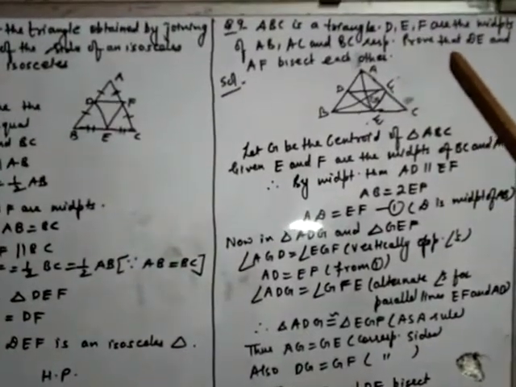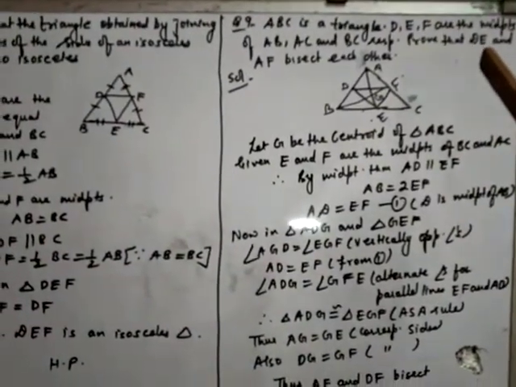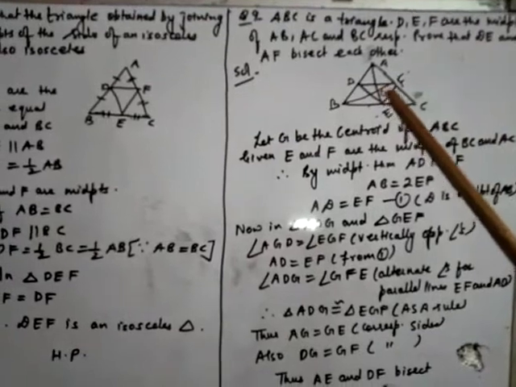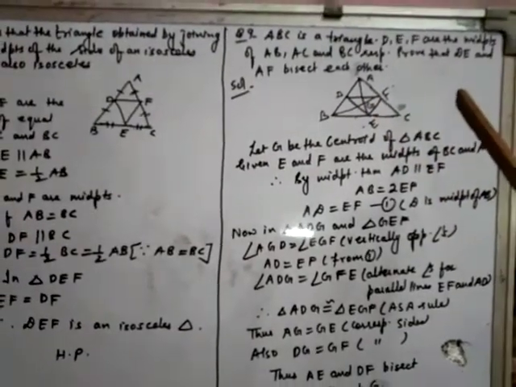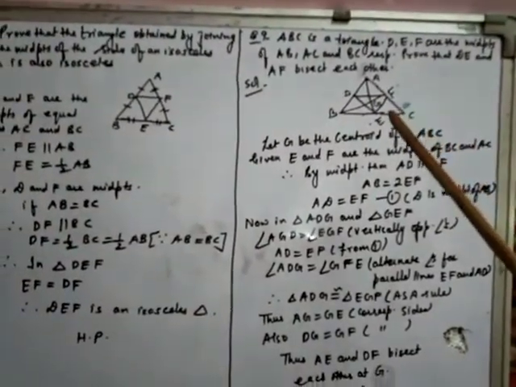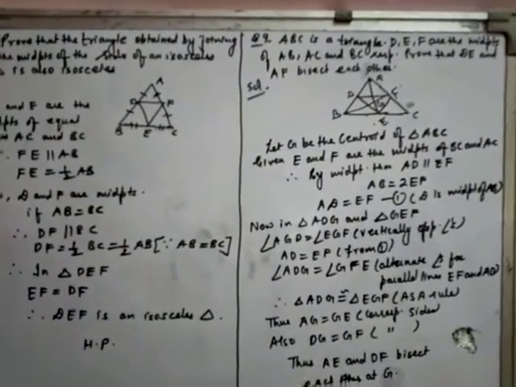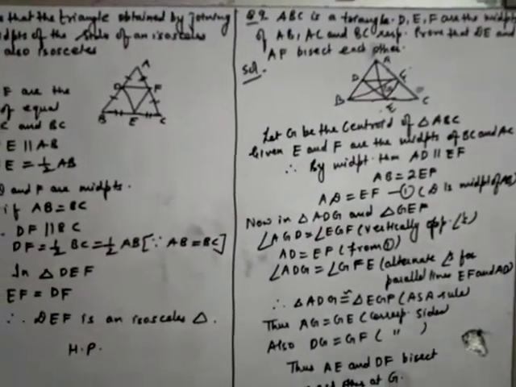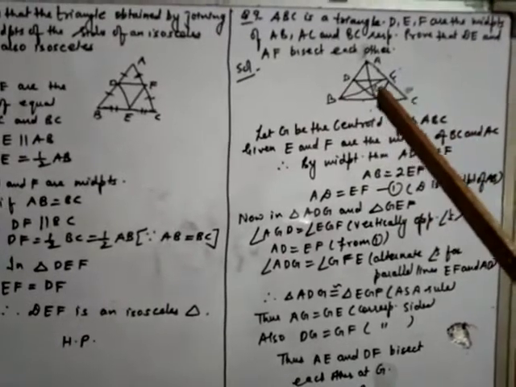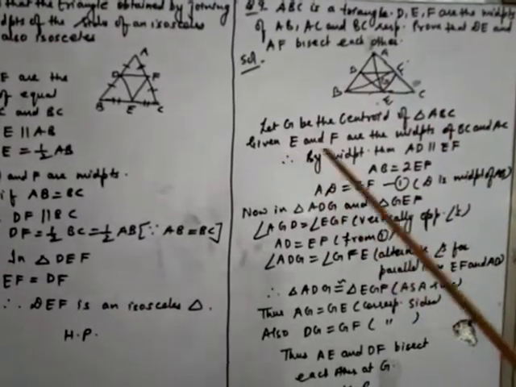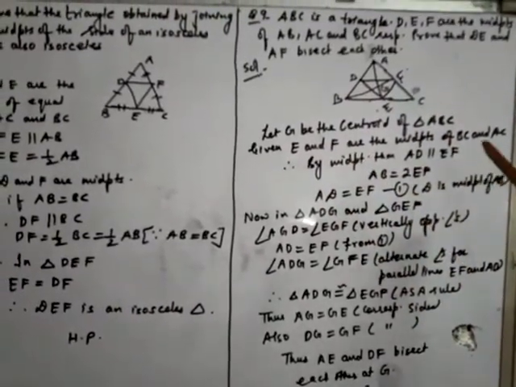Now, last question of the exercise. Triangle ABC is a triangle. D, E and F are the midpoints of these three sides. We have to prove that DE and AF bisect each other. Now let G be the centroid of this triangle ABC. This G is the centroid of triangle ABC. Given E and F are the midpoints of BC and AC.